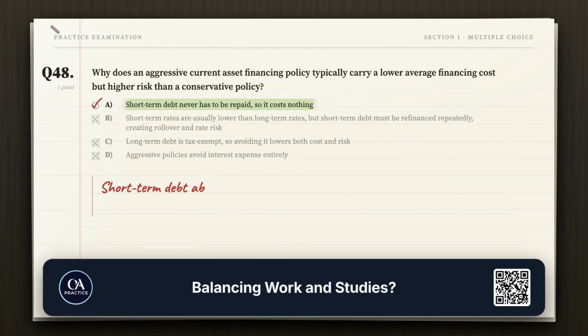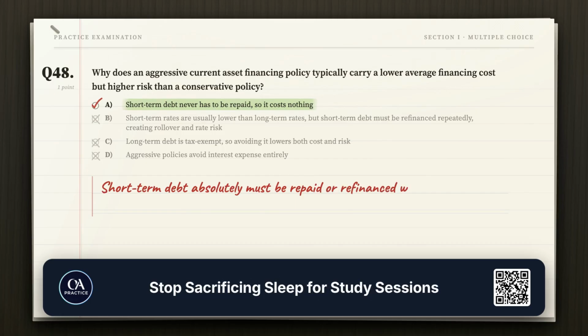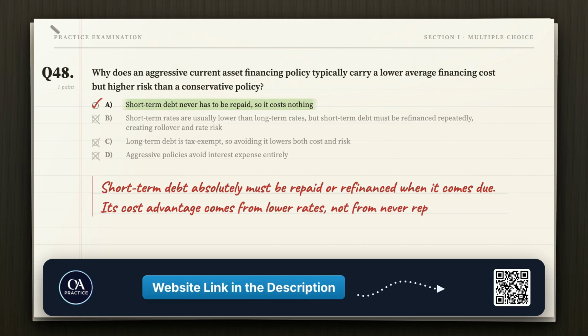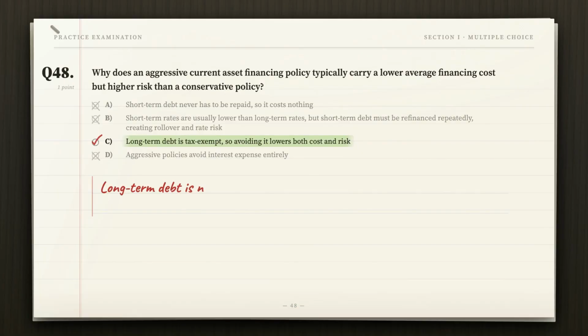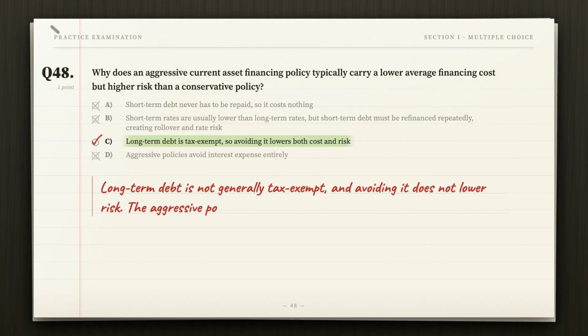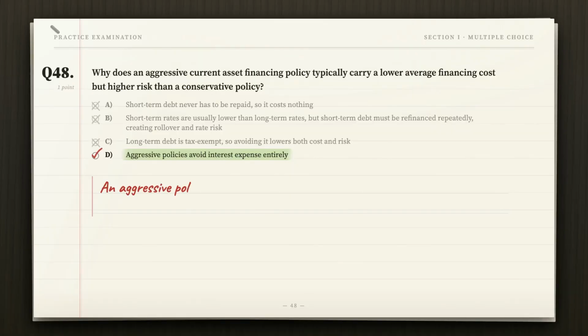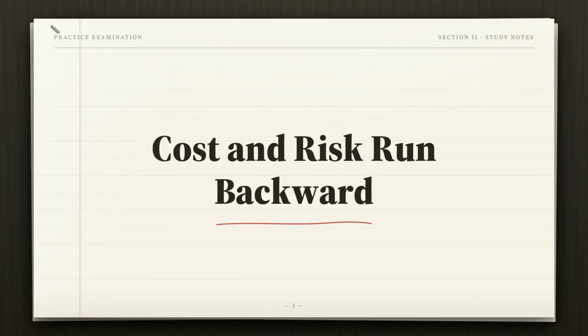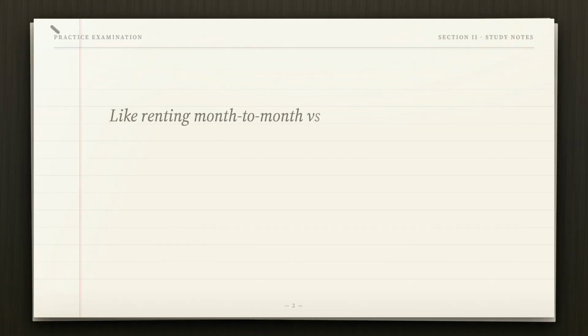A is wrong because short-term debt absolutely must be repaid or refinanced when it comes due. Its cost advantage comes from lower rates, not from never repaying. C is wrong because long-term debt is not generally tax-exempt and avoiding it does not lower risk. The aggressive policy accepts more risk in exchange for lower cost. D is wrong because an aggressive policy still pays interest, just usually at lower short-term rates. It does not eliminate interest expense. In financing policy, cost and risk don't move together the way you'd expect. The cheaper choice is actually the riskier one, and the safer choice costs more.